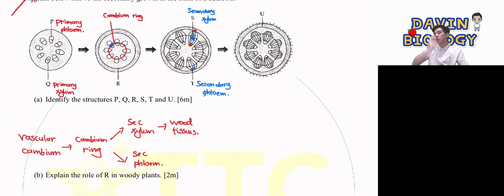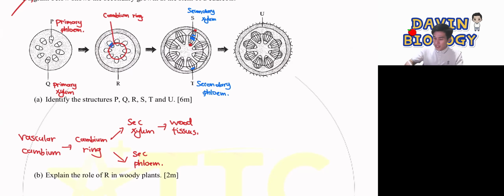That's why if you remember this chapter, we did learn, right? Plants that have wood are plants that undergo secondary growth. Plants that don't have wood are usually plants that don't undergo secondary growth. Only through secondary growth can you form wood. For example, grass, paddy, banana plant, all these don't undergo secondary growth because they don't have wood.